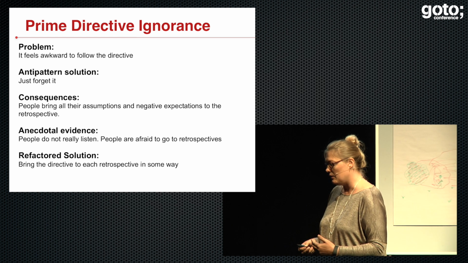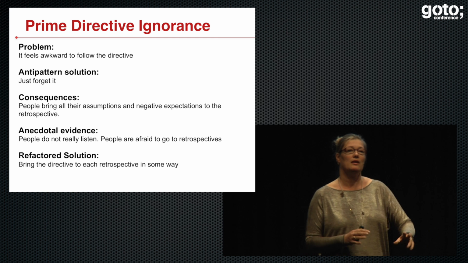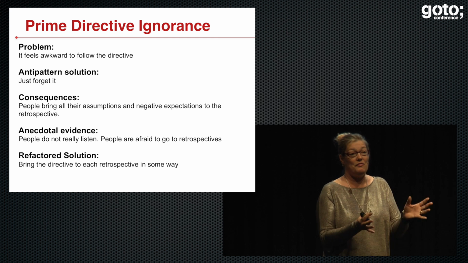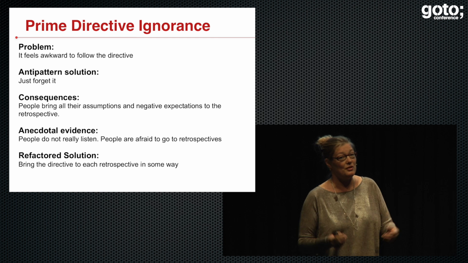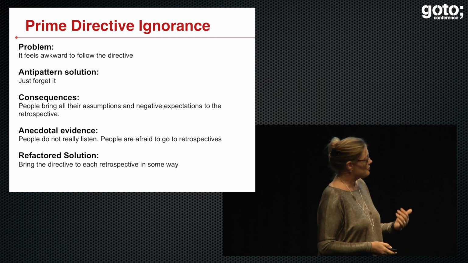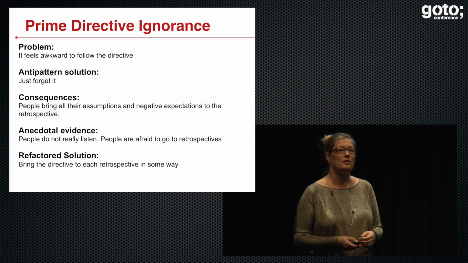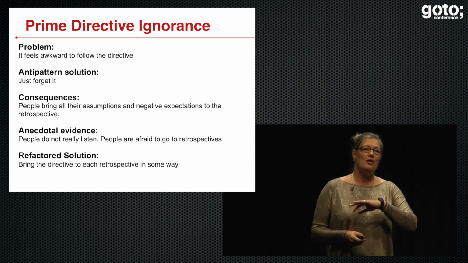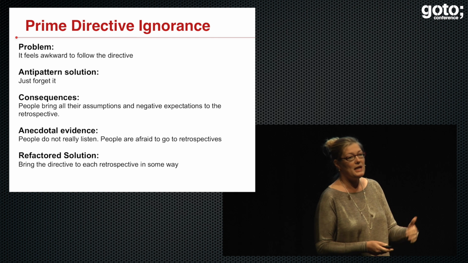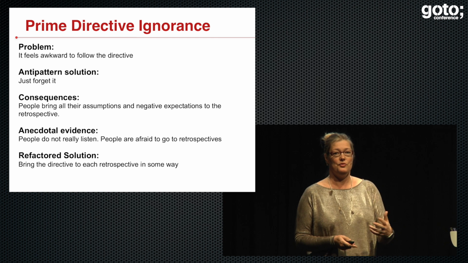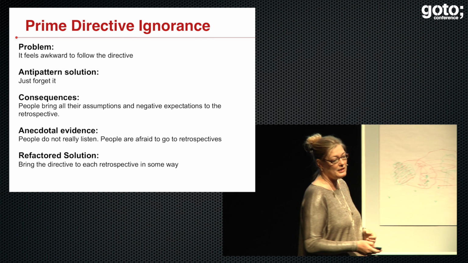And little by little, people start becoming afraid of going to retrospectives, and then they'll stop going. And then if a big amount of the team is not coming to retrospectives, it's not the team solving the problems anymore. So the refactored solution is to bring this prime directive into the retrospectives in some way or the other. You have to figure out on your own what works best for your team, but try to find that blameless culture and to introduce that to the people. So that was the first anti-pattern.